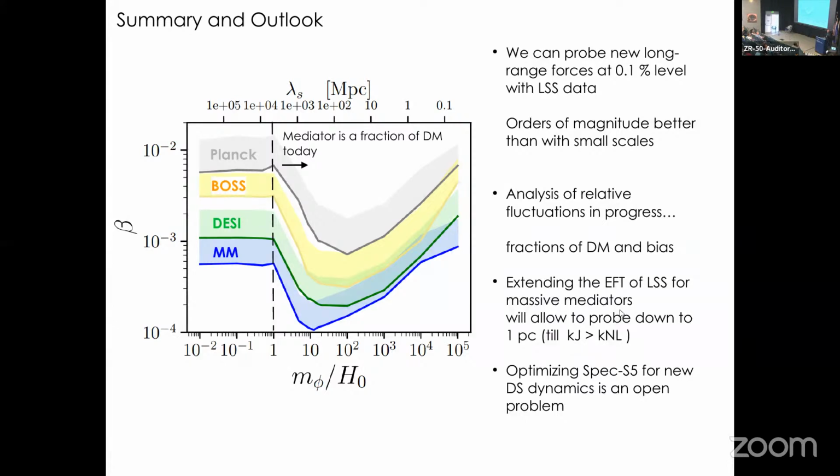And these bounds that I'm showing here with MegaMapper have not been optimized for this new physics. So we just took the numbers which were out there, but I think there is a lot of optimizing that we can do for new physics.